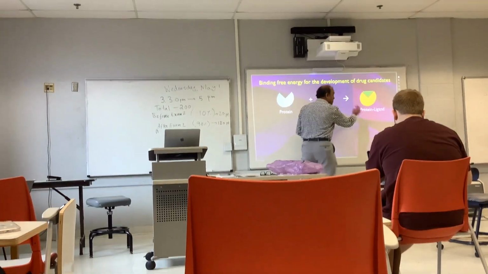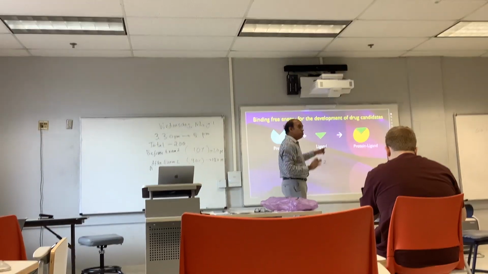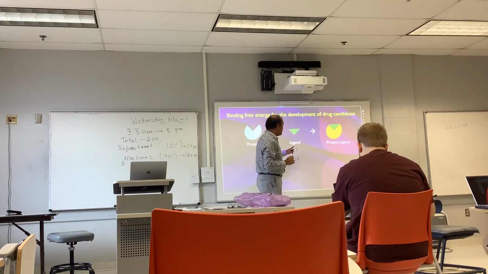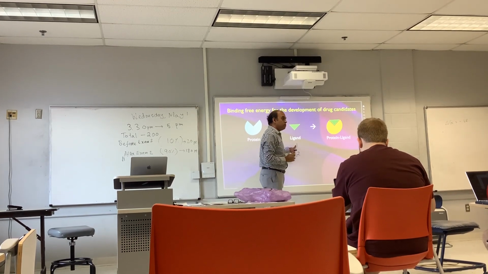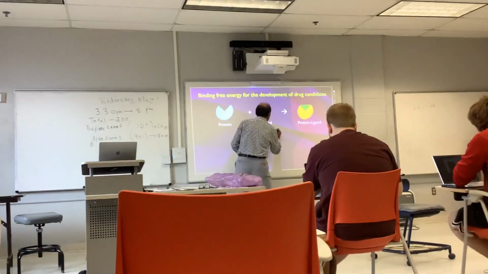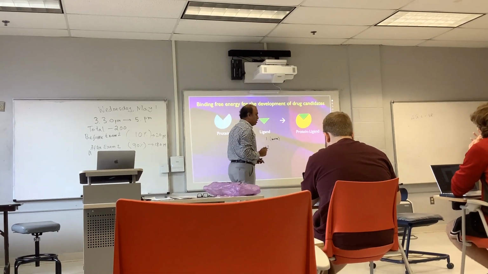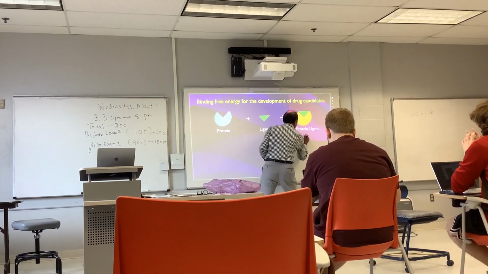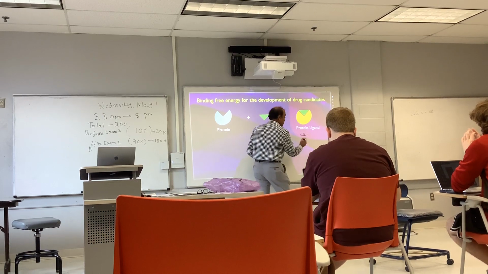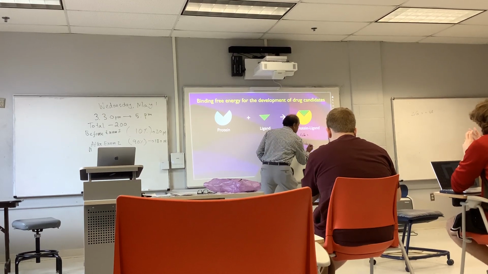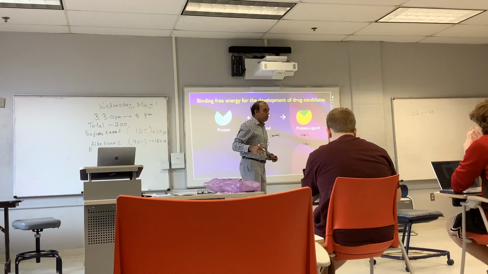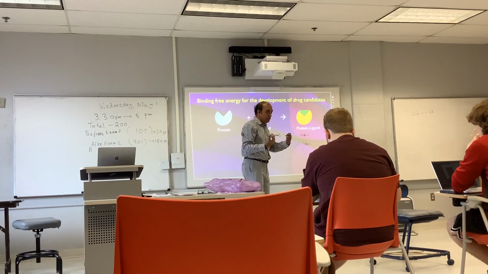Number 2. Both of them bind, but one binds more than the other one. Let's say ligand 1 binds more, so it binds more compared to this one. Delta G. Both of them bind, so delta G for both is going to be negative, because they are spontaneously binding.